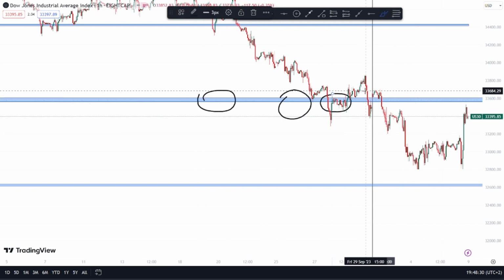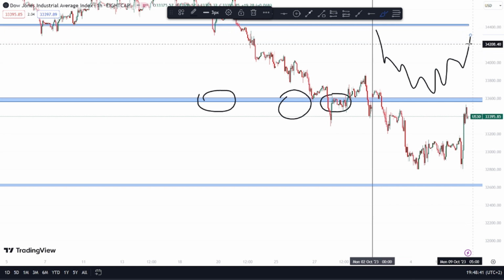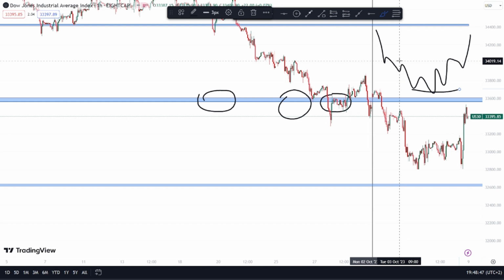This would have been a nice buy if price came to this level and changed in character. If price actually came to this level and changed in character and gave us an inverse head and shoulders, that's when and only when I would take a buy to push with the market to the upside. But we can clearly see that price was struggling to break structure.